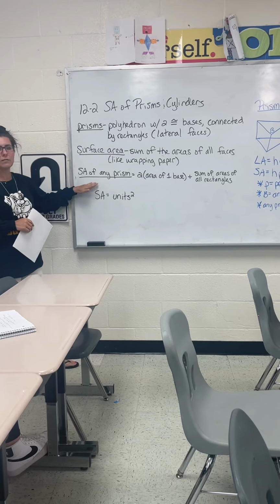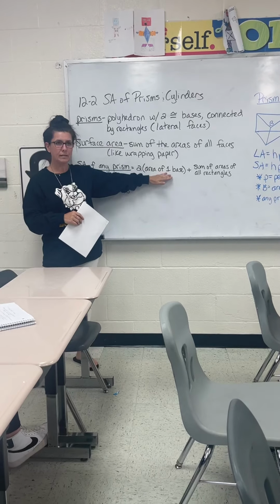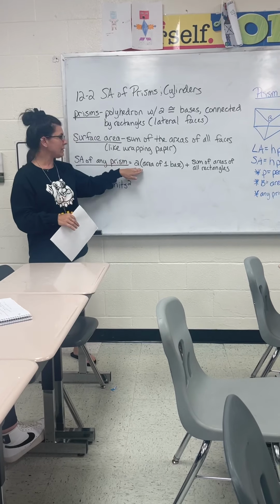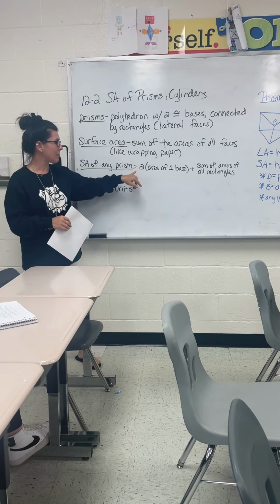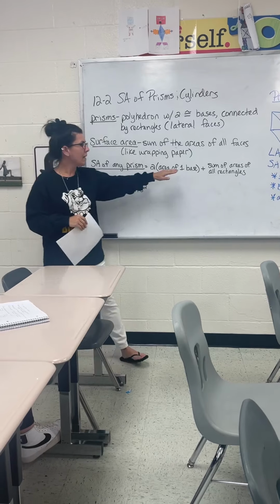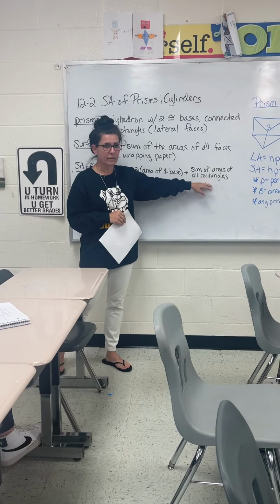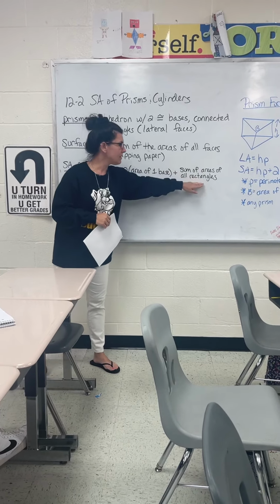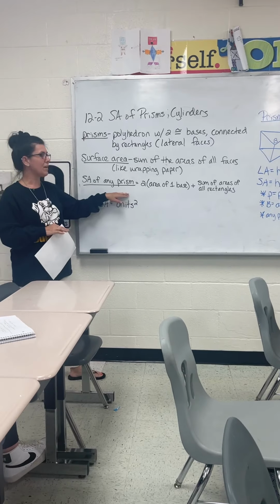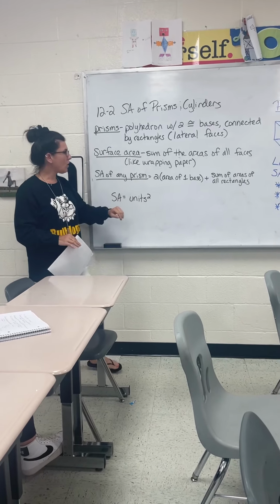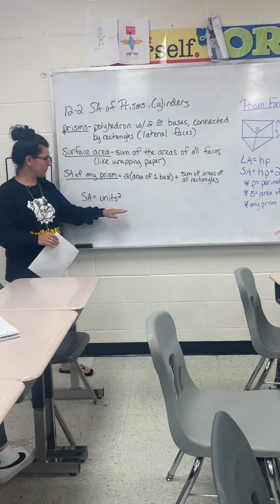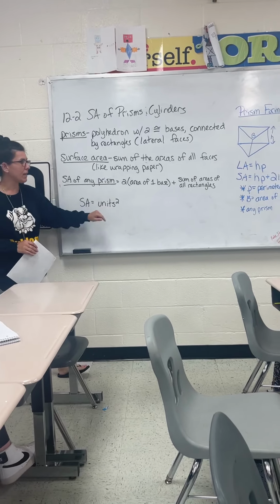So the surface area of any prism: we have two congruent bases. The general idea is to find the area of both those bases and multiply by 2, because there's two the same, and then add the area of all the rectangles that connect the sides. So this is the general idea for finding the surface area of any prism. Also, surface area includes units squared, so don't forget about that in your answer.